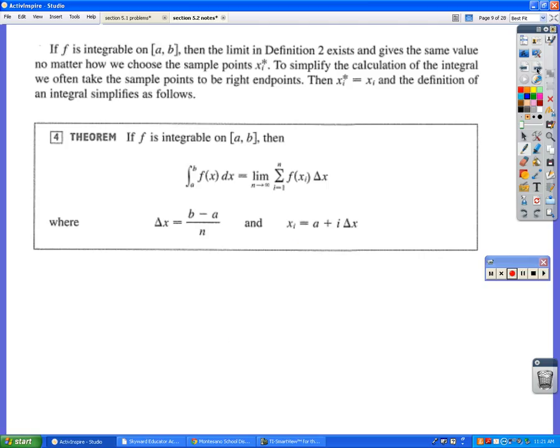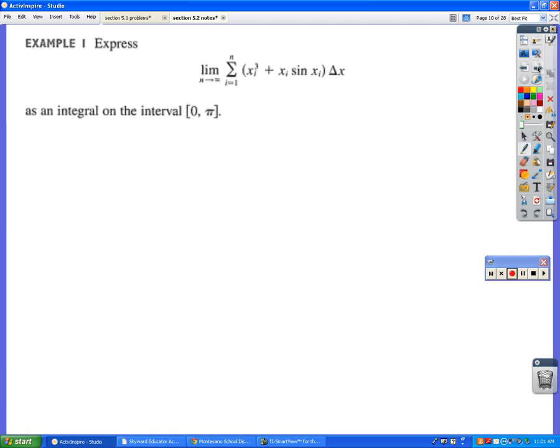Randomly, the asterisk is gone. Let's move on. All right, let's express that crazy thing as an integral on the interval from 0 to pi. All right, are you ready? Don't blink, because if you blink, you might miss it. Here's the answer to this problem.